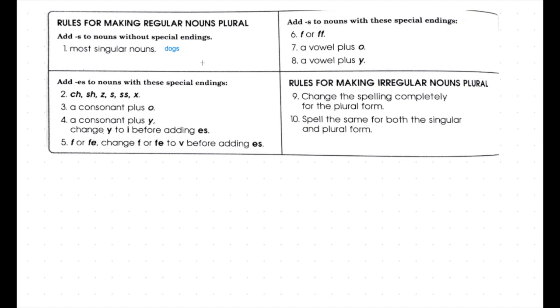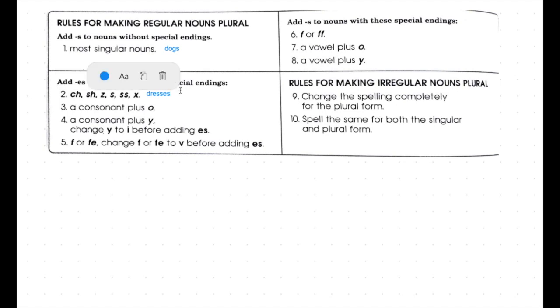So the next part says add ES to nouns with these special endings. So number 2, CH, SH, Z, S, SS, or X. If a word ends with any of these endings, you have to add ES, and it just makes sense because if we have a word like dress, do you see how it ends with 2 S's? We wouldn't want to just put an S at the end because then the word would be dress. No, that doesn't make sense. We have to say dresses.